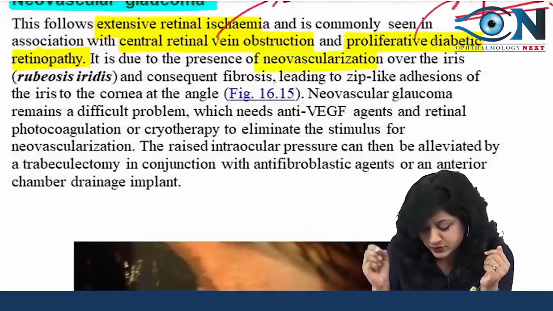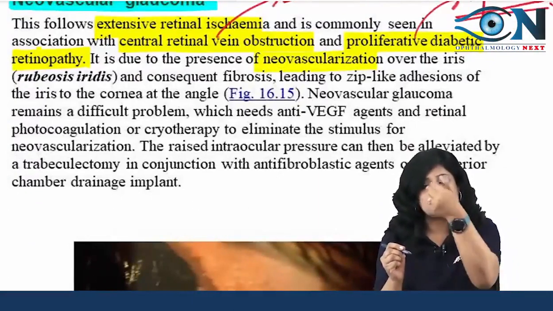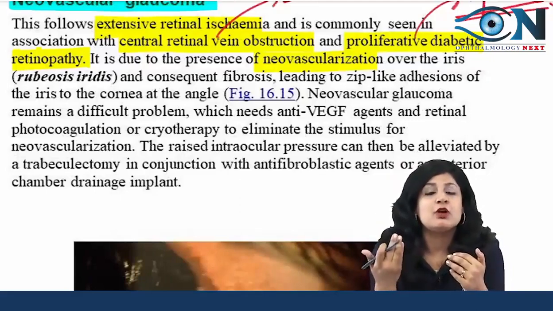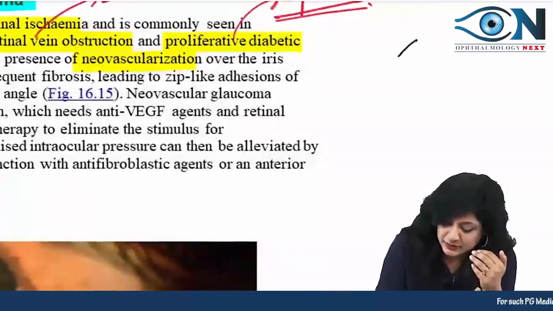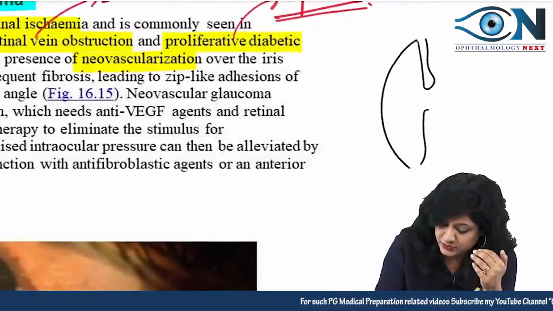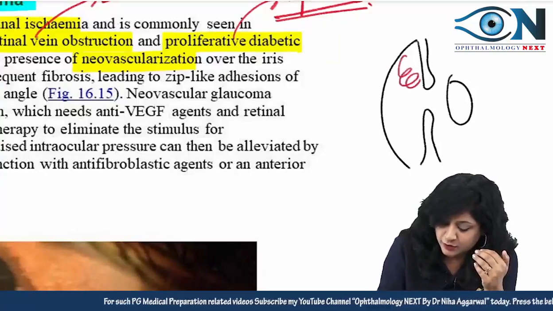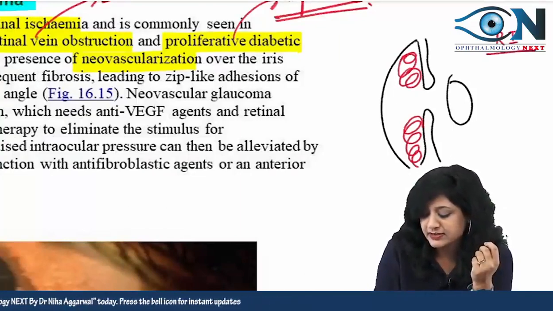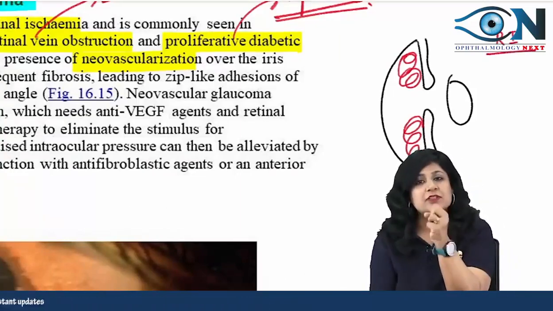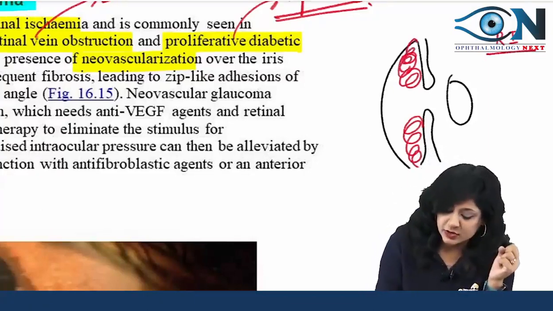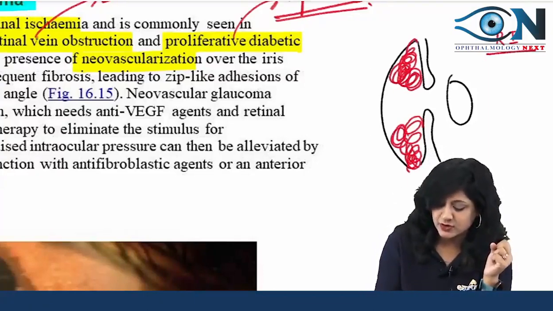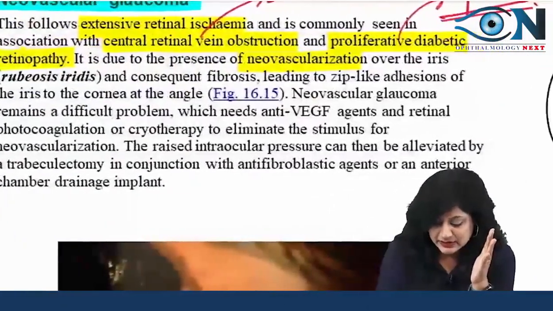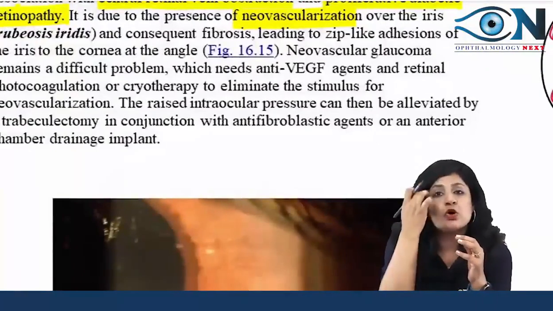It is due to the presence of neovascularization. This neovascularization is taking place over the iris. Now why does this neovascularization lead to glaucoma? Because it is taking place over the iris. This is your cornea, this is your iris, lens. So we have a lot of neovascularization taking place over the iris. This is called rubeosis iridis, and due to this rubeosis iridis, we have zip-like adhesions which are formed in the angle of the anterior chamber, due to which we have sudden closure of this angle of the anterior chamber, and this is responsible for causing the glaucoma that we call neovascular glaucoma.